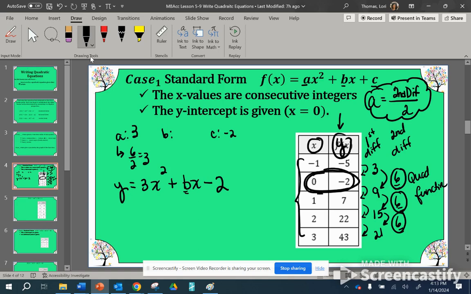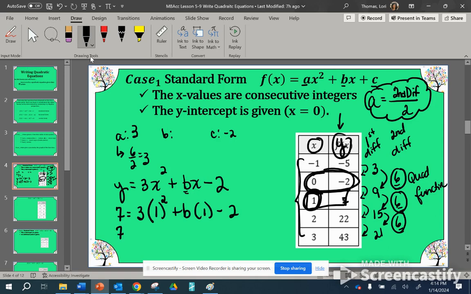I'm just going to choose 1, 7. So everywhere I see an x, I'm going to put a 1, and everywhere I see a y, I'm going to put a 7. So I'm going to take 7 equals, because this parabola passes through each of these points, so any of them will, quote unquote, work. So we have 3 times, and everywhere I see an x, I'm going to put the 1. And now we have every variable with a value except the one we're trying to identify.